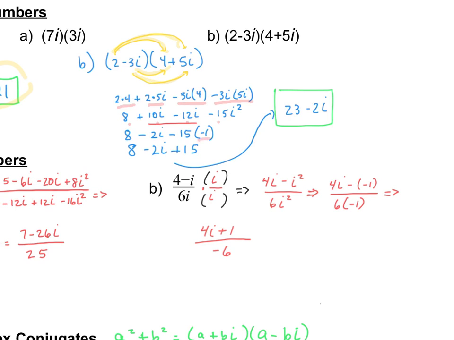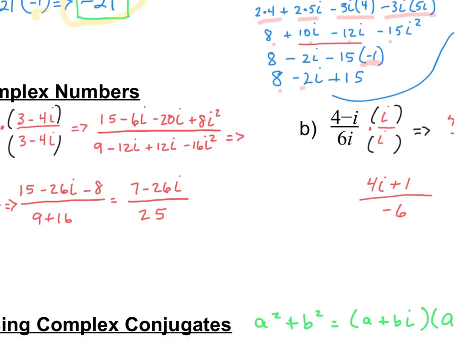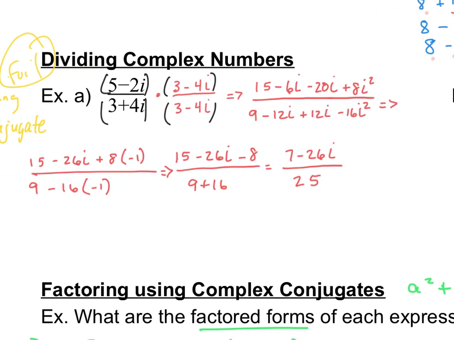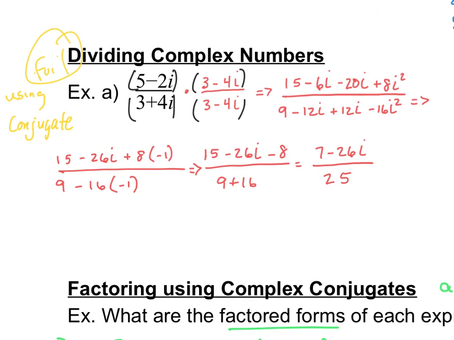Again, substituting in -1 for i squared and doing the math, I end up with 8 minus 2i plus 15, and combining further to 23 minus 2i. So again, multiplying it, just making sure that I remember that i times i is i squared, and i squared is equal to -1.